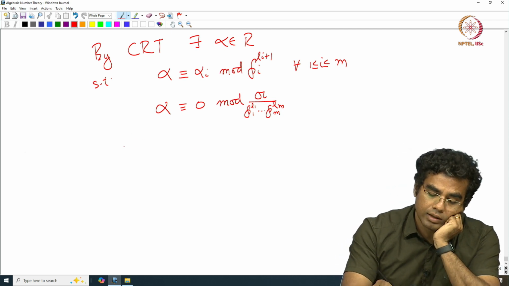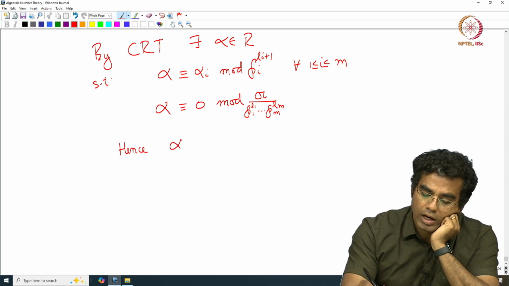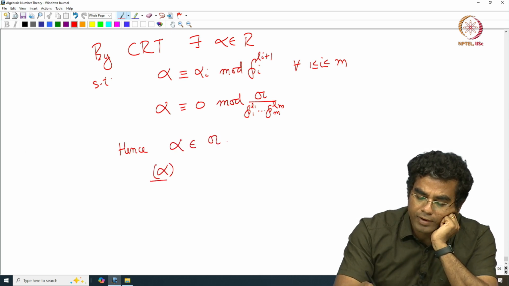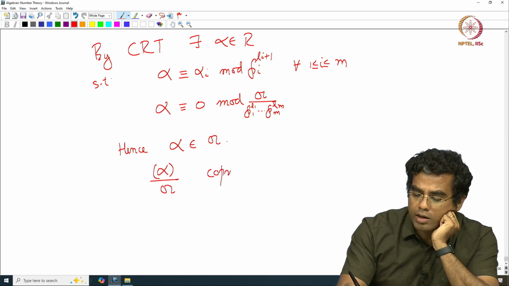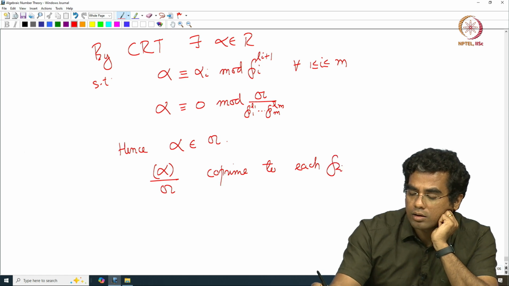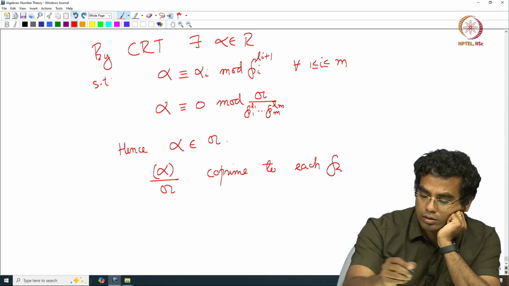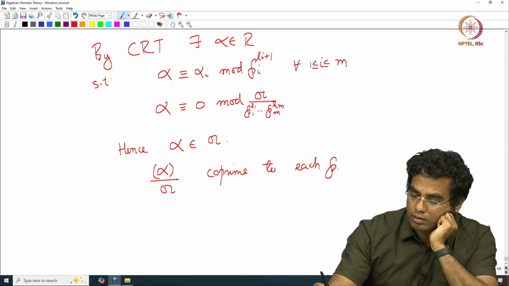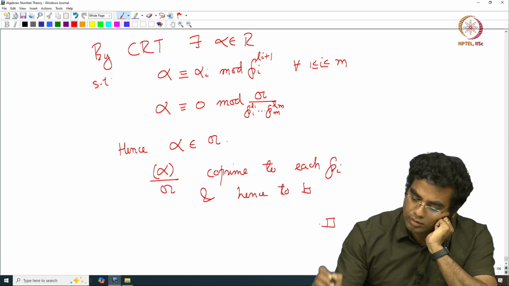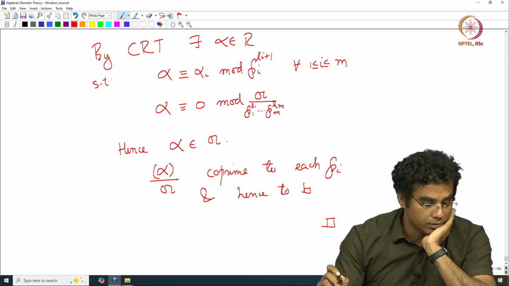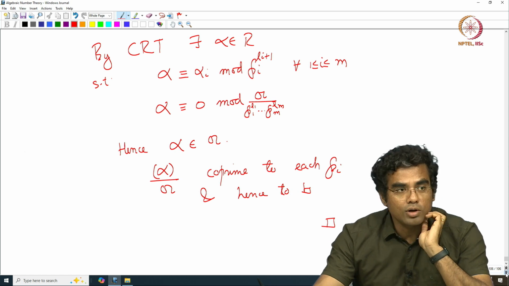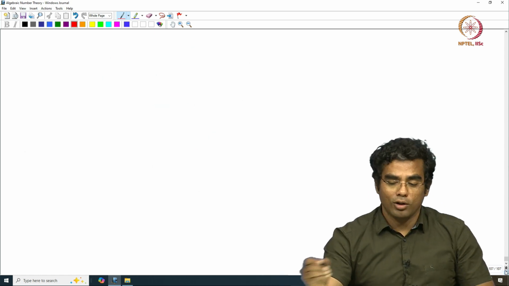This means that alpha is inside A, and if we look at the prime factorization, this is coprime to each P_i and hence to B. Right. So, that is what we have done. Okay. All right. So, an amazing corollary of this is the following.